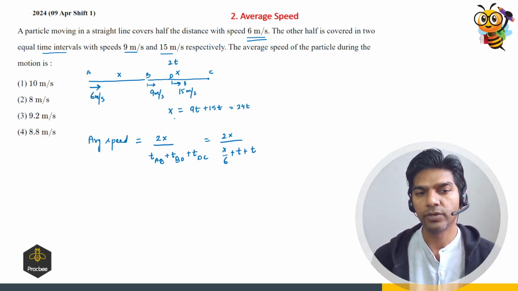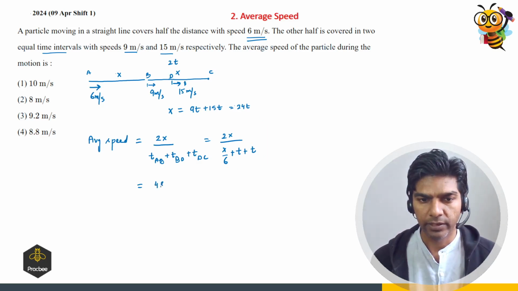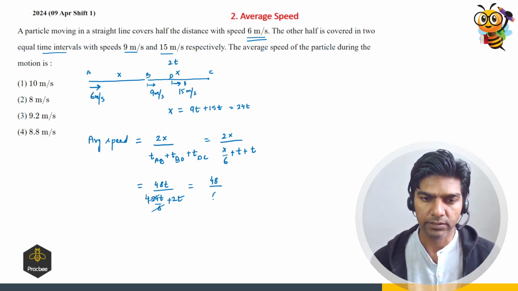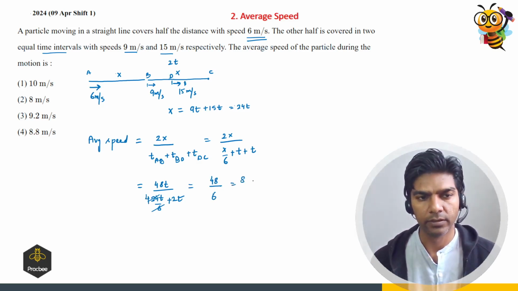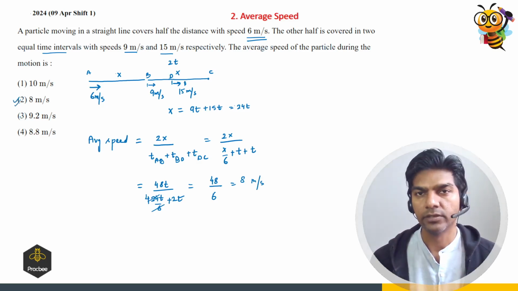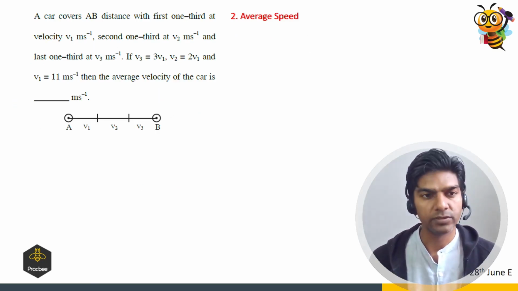So let us substitute x as 24 times t. So this will become 48 times t, and it will be 24 times t divided by 6 plus 2t. So this will give us 4, and we will get 48 divided by 6, which is nothing but 8. So it will be 8 meters per second. So option 2 is the right answer. Now let us see one more illustration based on the same concept.